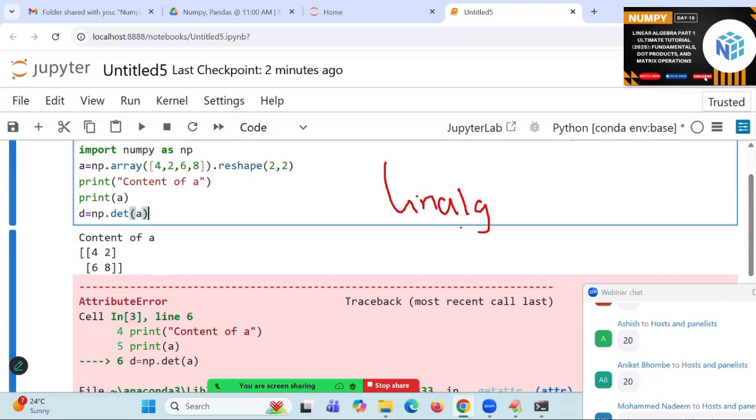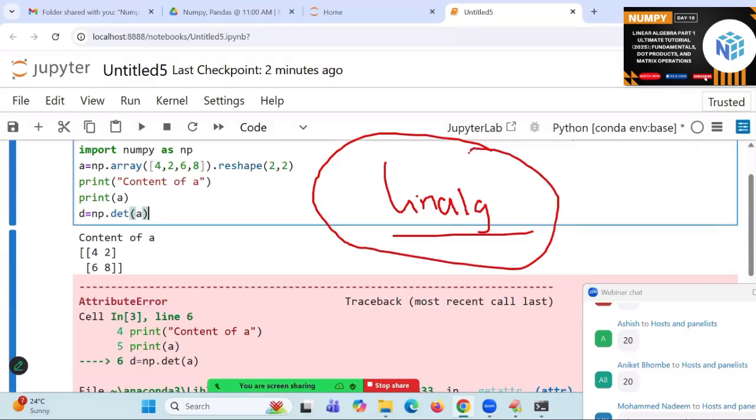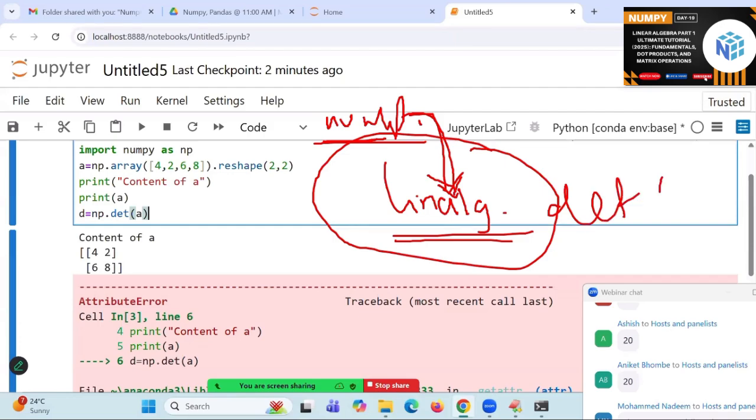Linalg. Spell it out. So you need to write numpy dot linalg. Linalg is a submodule. This is a module, and inside of that, linalg is a submodule. So you call numpy dot linalg dot what? What is the function? det of.